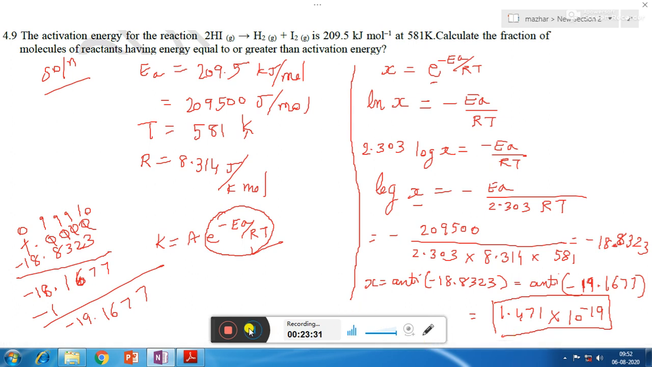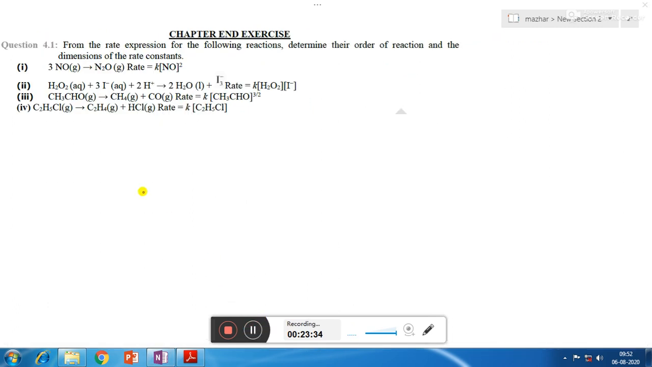Now let us see the exercise numericals. The first numerical is: from the rate expressions for the following reactions, determine their order of reaction and the dimension of the rate constant. In number 1, the rate of reaction is equal to K into NO squared. So the order of reaction is 2, as the power of NO is 2.